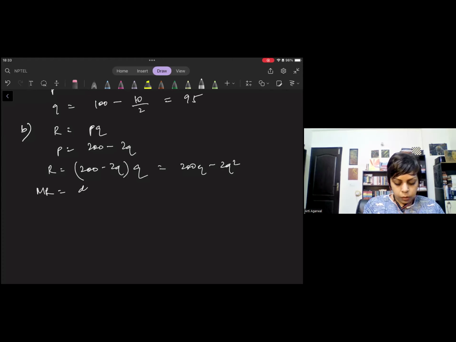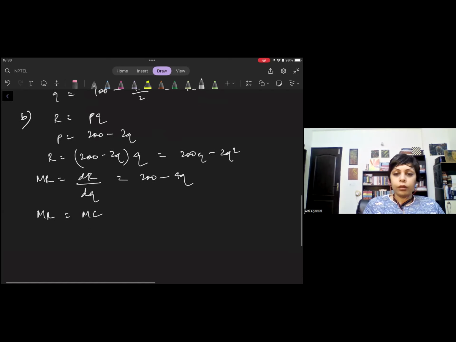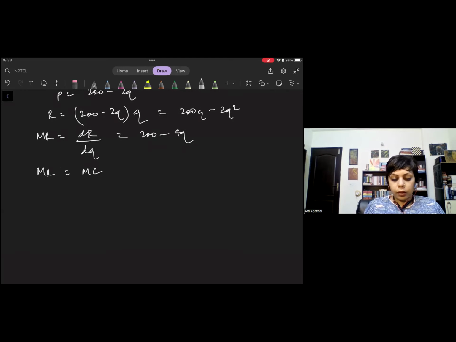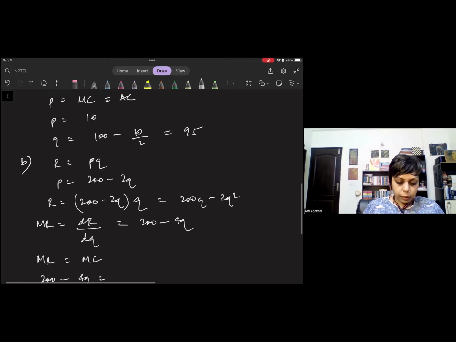Marginal revenue is dR by dQ, which is 200 minus 4Q. And in this case, the main thing to note is that the marginal revenue will always be equal to marginal cost, but marginal cost will not be equal to price. You will have to calculate the function for marginal revenue and equate that to the marginal cost. So this is 200 minus 4Q equal to, this is given as 10, right?